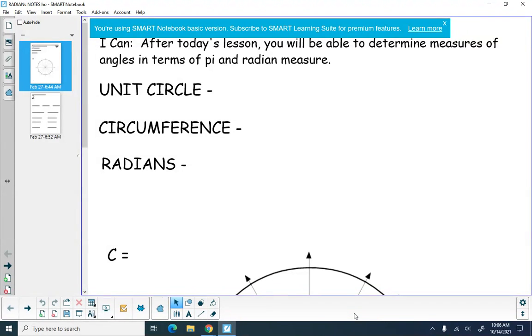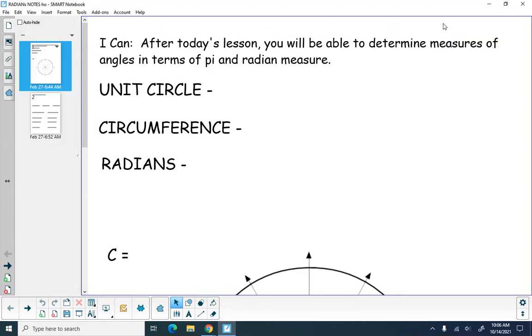All right, today, starting in the new section. This section deals with what is called radians. Up through all your mathematical career, you have dealt with measures of angles in degrees. Everything you've done with rectangles, triangles, anytime you dealt with an angle, you dealt with it in the manner of a degree.